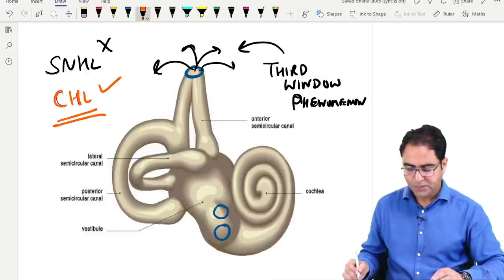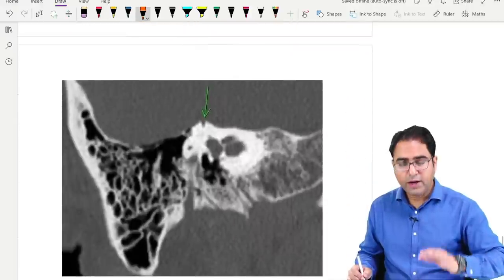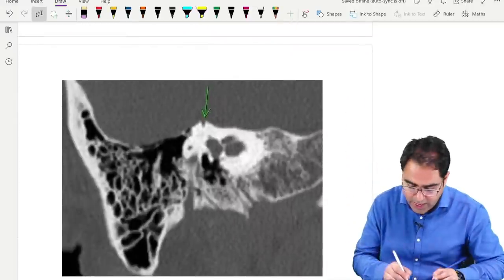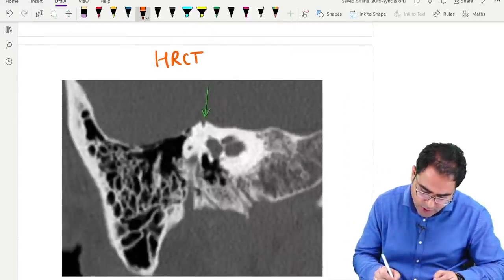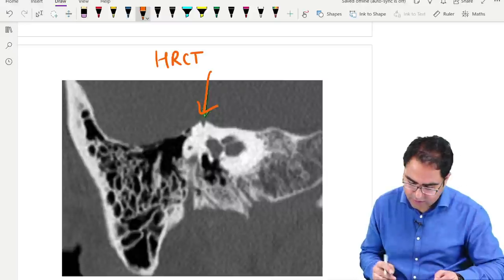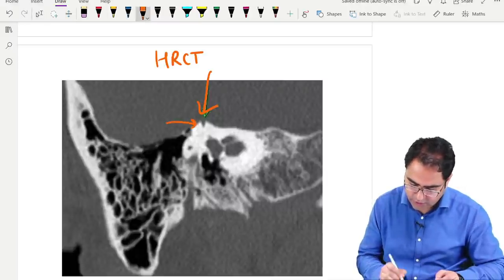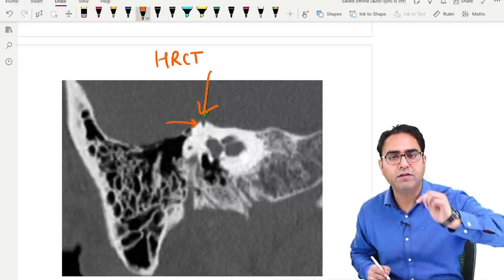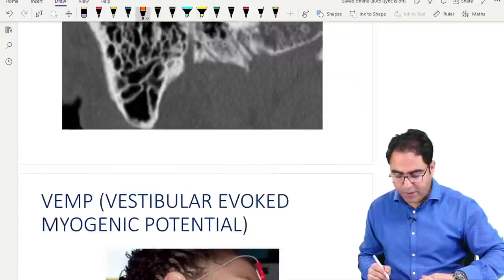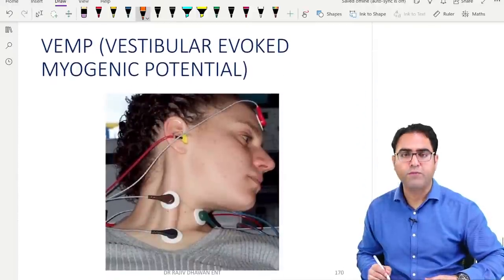Now, the diagnostic investigation for this is HRCT temporal bone. And in that, you see a dehiscence in this area, beta. Can you see this dehiscence? In the superior canal, you see a dehiscence in that area. VAMP is a very important question for the future paper, beta.